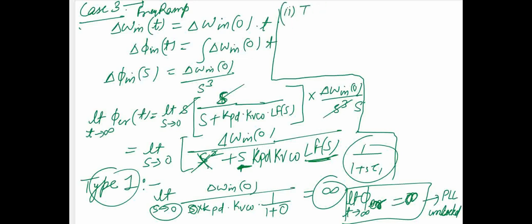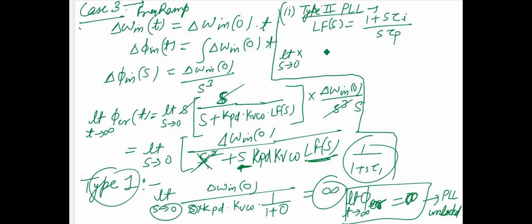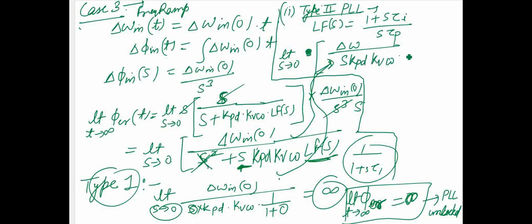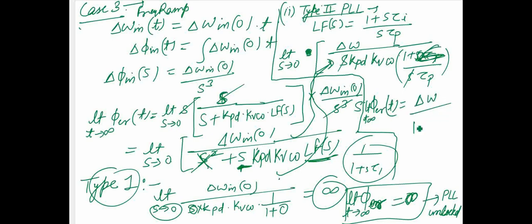Now case 2. Let's take type 2 PLL. In this case, LFS will be equal to 1 plus S tau I, divided by S tau P. Now let's put it in the equation: limit S tends to 0 of S times del omega, and this was S kpd kvco into 1 plus S tau I by S tau P. This will cancel out this, and this will become 0. So the phi error at limit t tends to infinity is equal to del omega divided by kpd kvco, divided by tau P. So this is constant, and since it is constant, the PLL is locked.